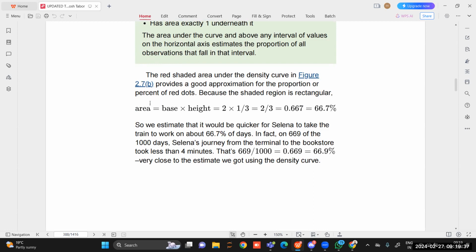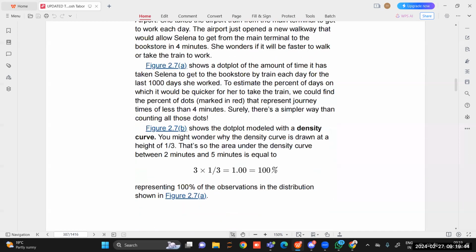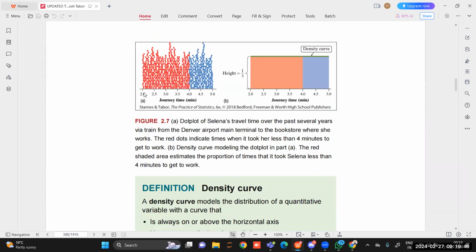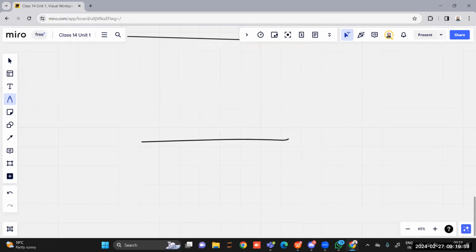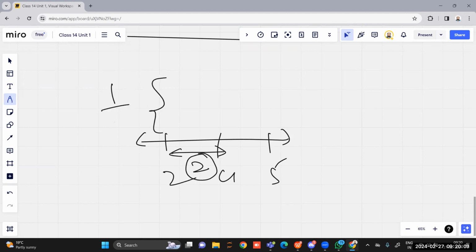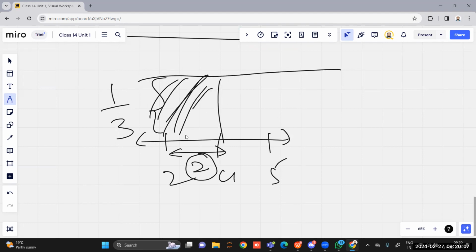So if we need to find the percentage of red dots, what do we need to do? We need to calculate the area equals base into height. See here, if I want to calculate how much of the data is lying between 2 and 4. Between 2 to 5 it is, but I want to find the area between 2 to 4. So what is the base? The base is around 2. And what's the height? It was around 1 by 3, correct? For the density curve. So how much percentage of data points is lying between 2 to 4?